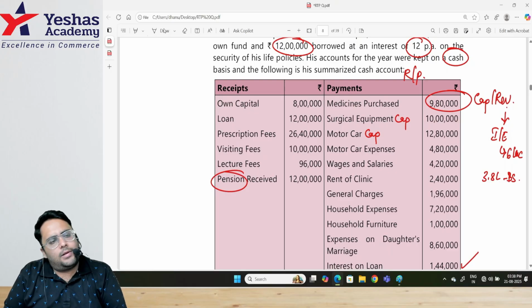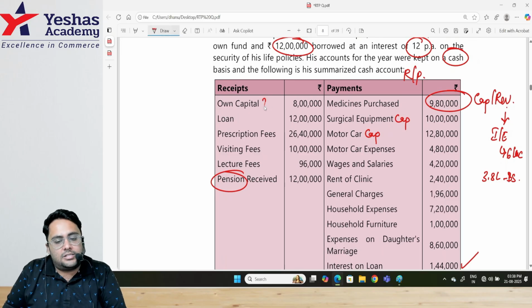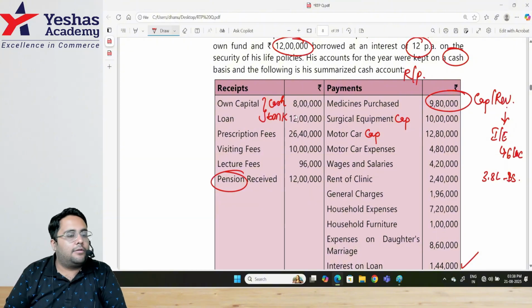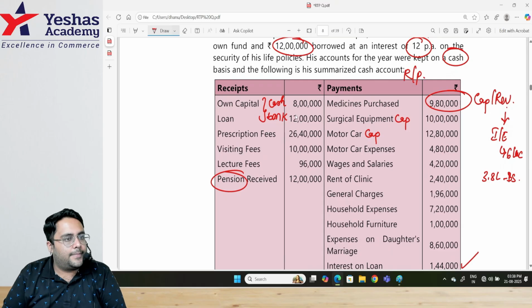Opening cash and bank will go to balance sheet. Does not affect income and expenditure account. Does not affect your capital account also. Opening cash balance given, sir, here. This is your cash balance. This is your bank balance. You started with cash of 8 lakh. You started with a loan of 12 lakh.